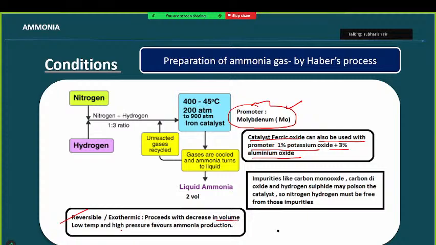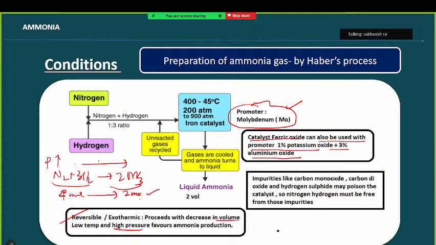Because this reaction is reversible, the forward reaction proceeds with a decrease in volume. So high pressure is used: here nitrogen and 3 hydrogen react to form ammonia, so here 4 moles and here 2 moles. So 4 moles are converted into 2 moles, and pressure decreases. With an increase in pressure, more and more forward reaction will happen. That's why a pressure around 900 atmospheres is maintained for this process.